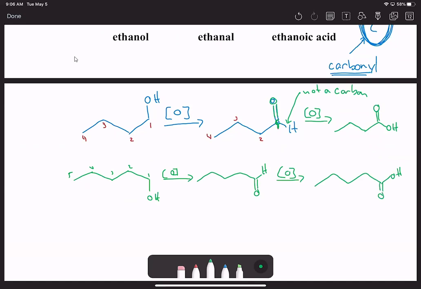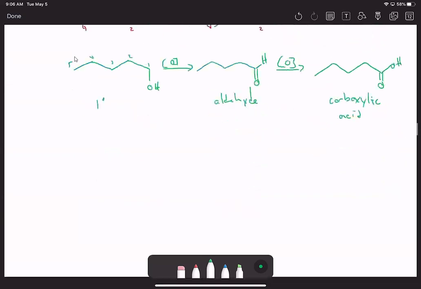So primary alcohol, we're going to get an aldehyde. We oxidize it again, we get a carboxylic acid. So this is the result of working with primary alcohols. We get two different products from working with a primary alcohol. The first time we get an aldehyde, second time we get a carboxylic acid.